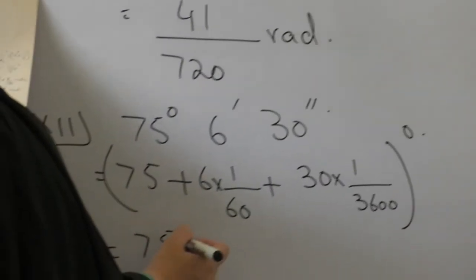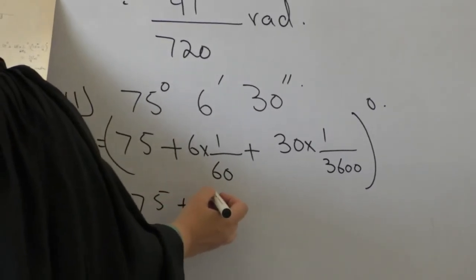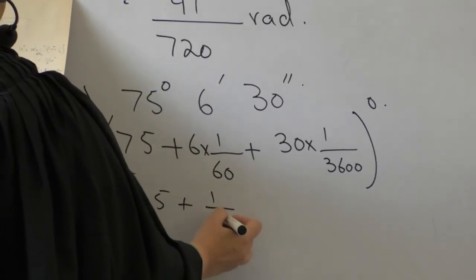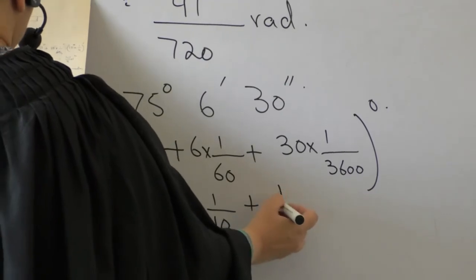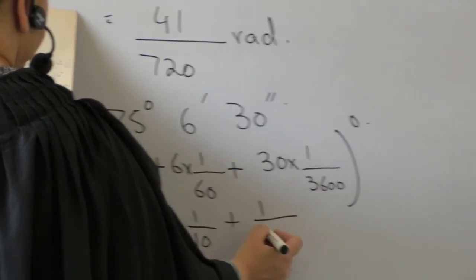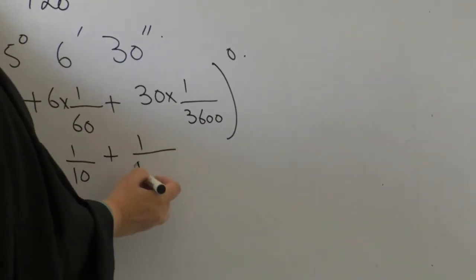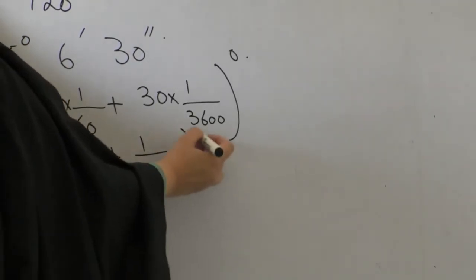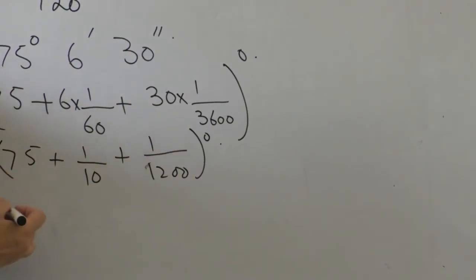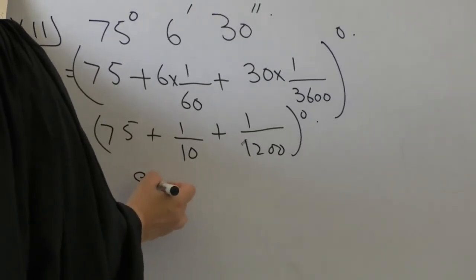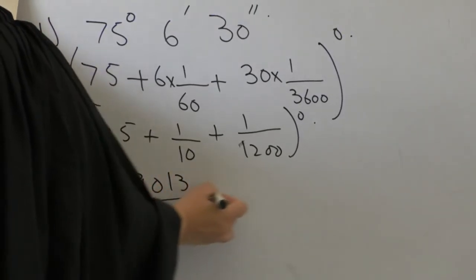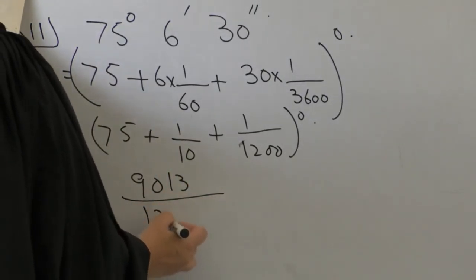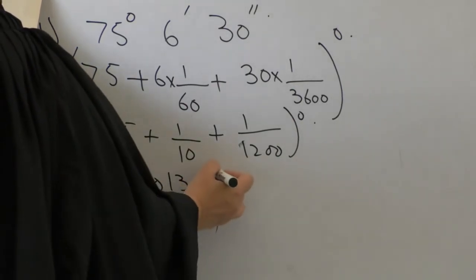75 plus 1 over 10 plus 1 divided by 1200 degree. Simplify all of them, you will get 9013 divided by 120 degree.